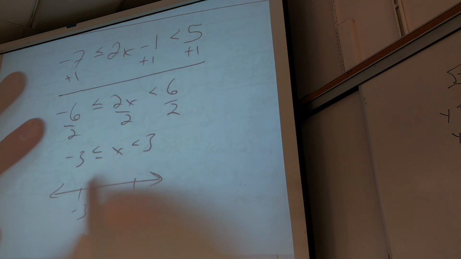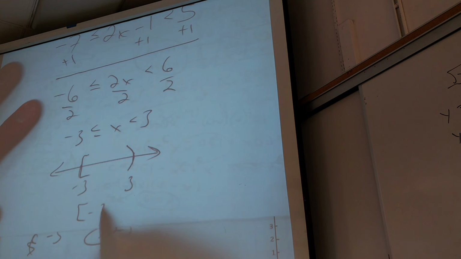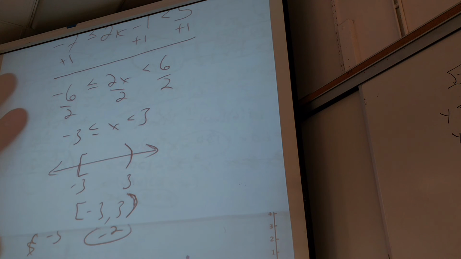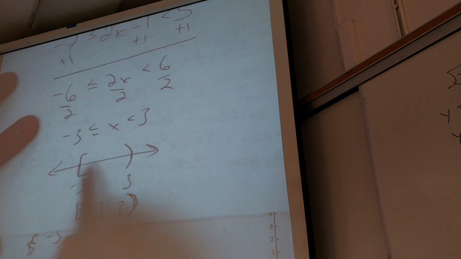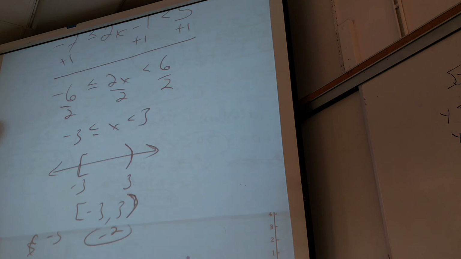What's on the -3? Bracket. Bracket. Right, see? And then that's exactly what it looks like. Interval notation. Yeah, there. Bracket. That's really why we don't use open and closed circles anymore, so that it goes right into interval notation real easy.